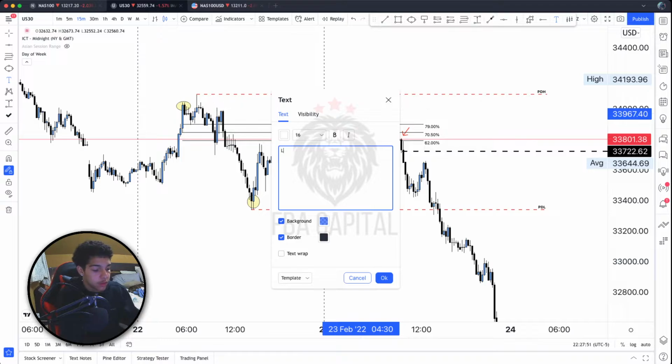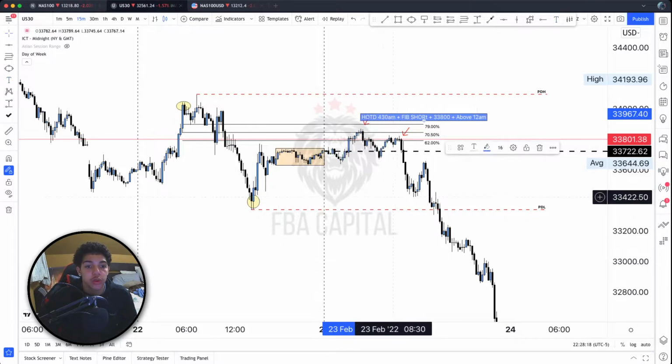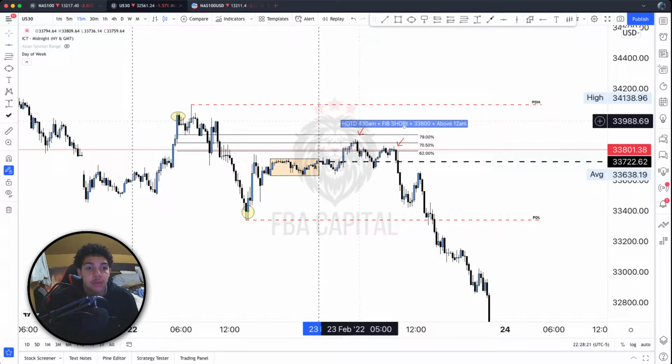So we have the high of the day up here at 4:30 a.m., which is London session. We have the fib short, plus we have the 33,800 big figure level. And we also have above the 12 a.m. open. So what do we know about being above the 12 a.m. open? When we're overall bearish, we're going to be looking for overall sell positions above the 12 a.m. open. And that's ideally what we would like to do.